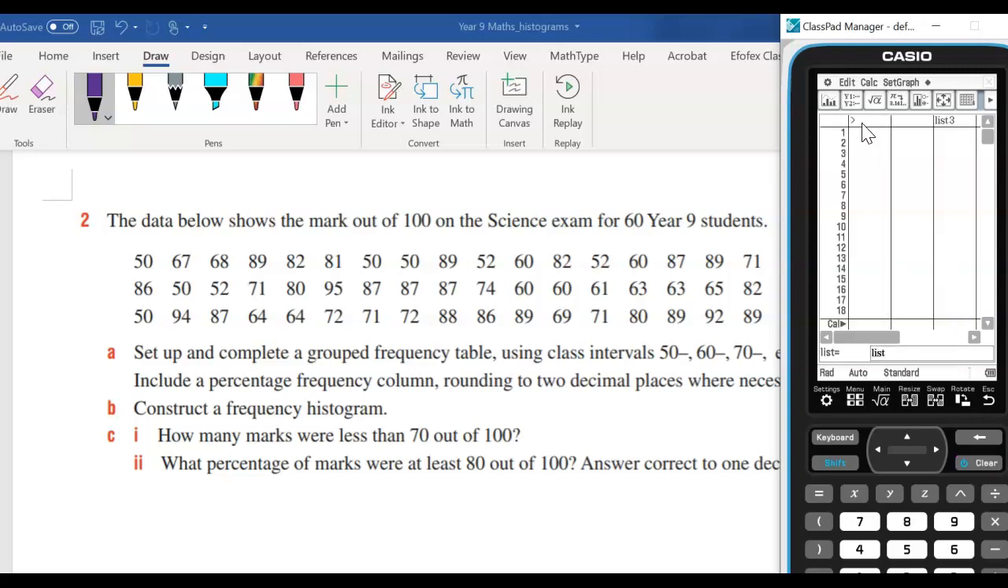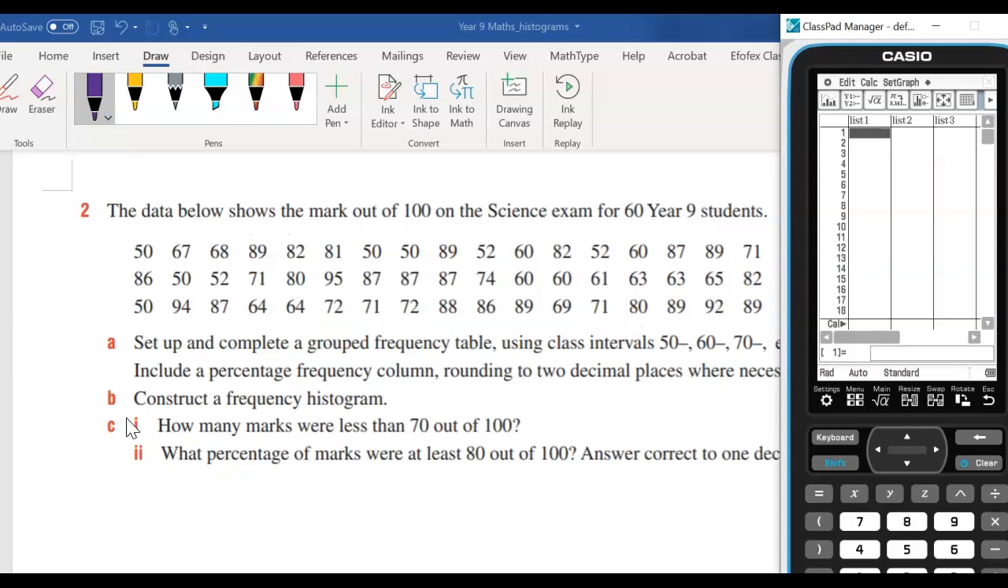We can rename it List 1. Oh, okay, what we need to do is, I think we need to clear all. Clear all means otherwise it kind of stores those values in. All right, so put all 60 values into your calculator. I'm going to pause and do that, and then we'll do a histogram. But if you feel confident doing a histogram, have a go at doing it on your own.